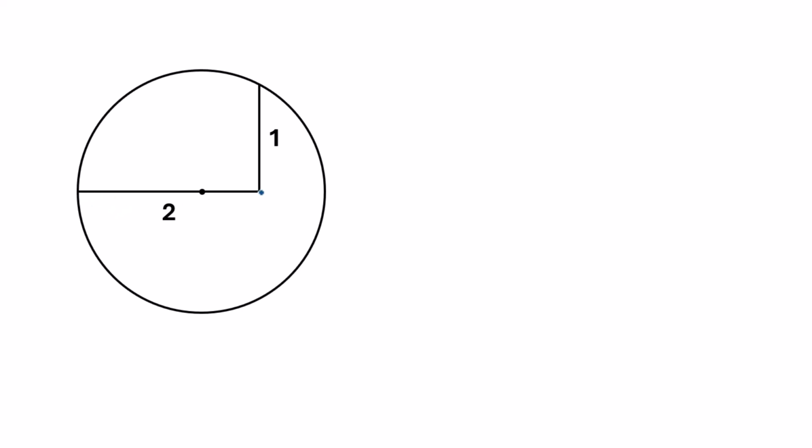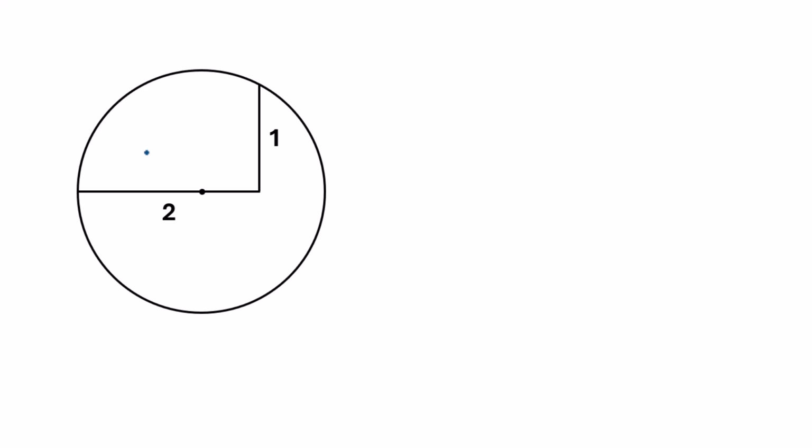We have a line. The length of this line is 2 units and there is a perpendicular line on this line which is 1 unit. And now construct a circle. This circle passes through these 2 points and the radius of this circle lies on this line. We have to find the area of this circle.